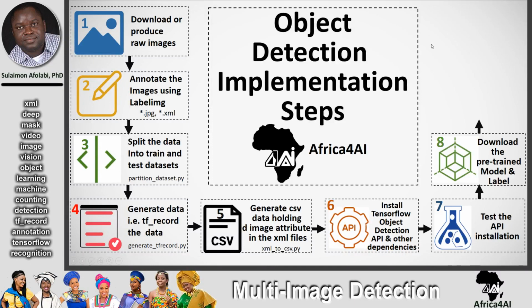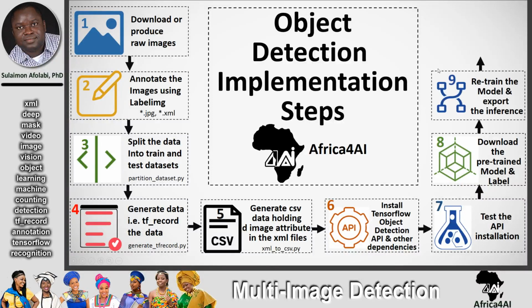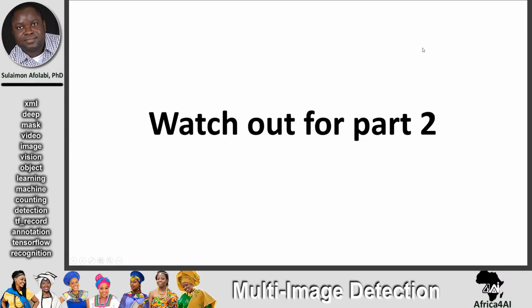All right, test the API installation, download the pre-trained model and labels. So there are certain models that have already been trained, we are not training the model from scratch. So there's a number of models that have been trained. If you go to TensorFlow Zoo, you'll find them there. All right. Retrain the model and export the inference. Test your model to see whether it will be able to identify the object in question. All right. So that is the end of part 1.